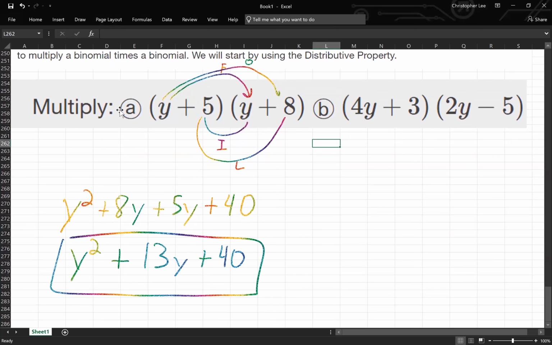Questions on this? I feel like we might remember doing this. FOIL method, same thing as the distributive method. All right, there are no questions. Let's keep it moving.